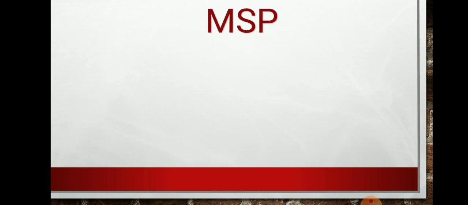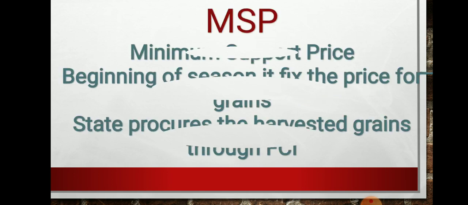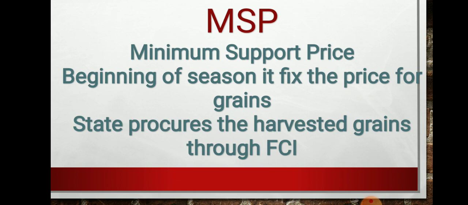What is MSP? The minimum support price. What's the meaning of minimum support price? This is what is given to the farmers. The price is fixed at the beginning of the season, before the grains grow. The state also procures the harvested grains through FCI, the Food Corporation of India. FCI has built huge storage godowns to store the crops after harvest.